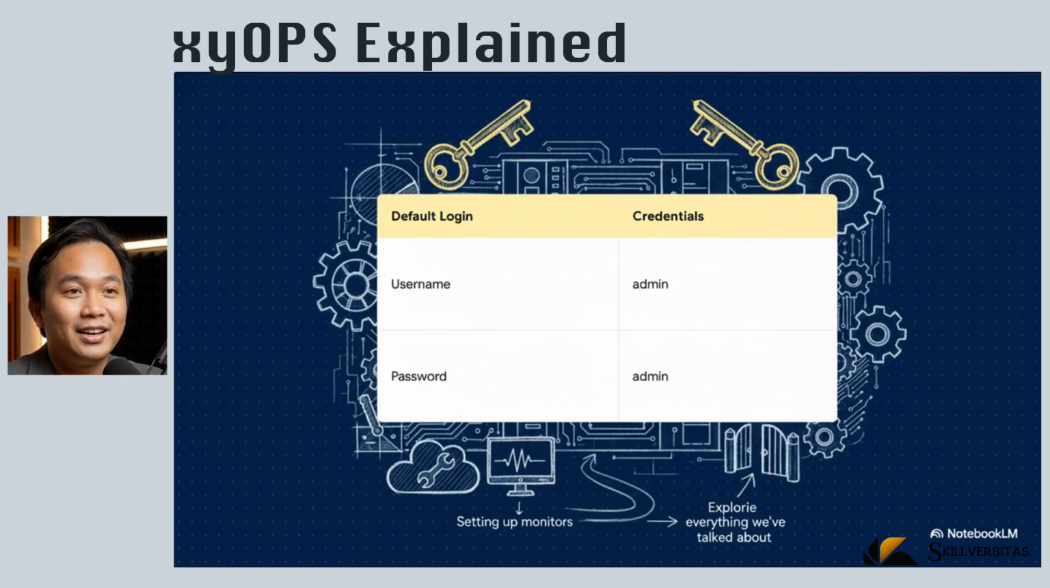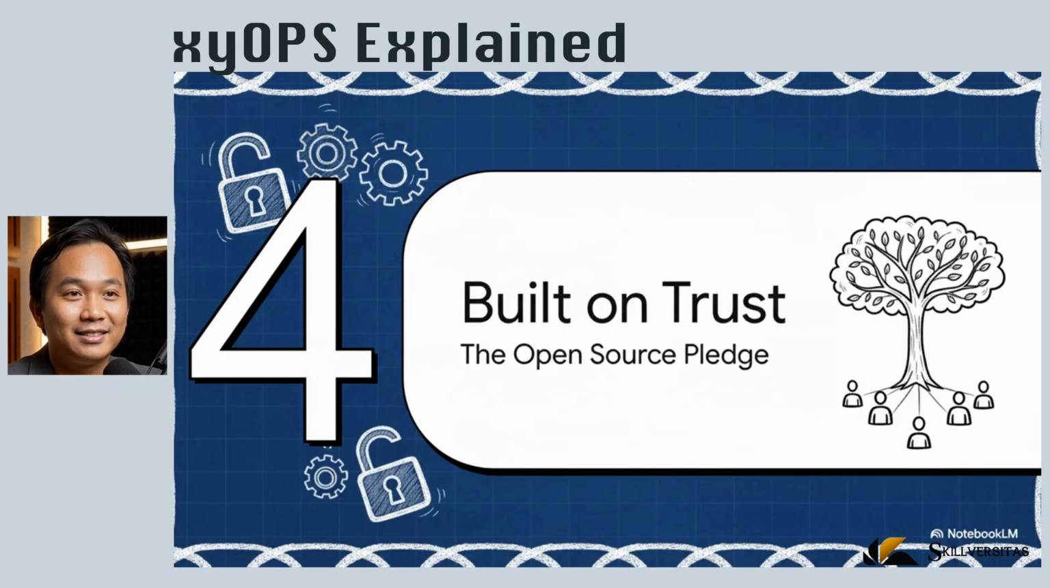And once you're there, here are the keys to the kingdom. The default login couldn't be simpler. The username is admin, and the password is also admin. That's it, you're in. You can start creating jobs, setting up monitors, and exploring everything we've just talked about right away. Now, before we wrap this up, there's one more thing I really want to touch on, and it's super important. It's the philosophy behind the project itself.